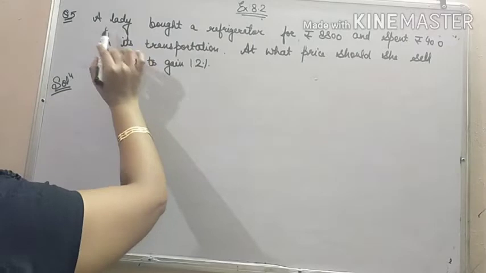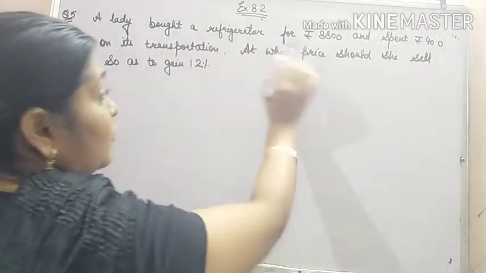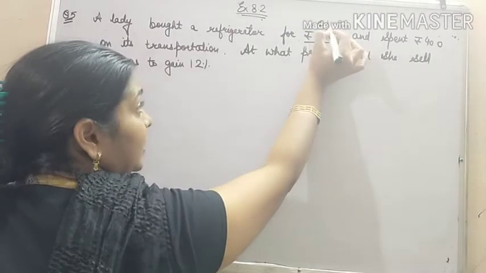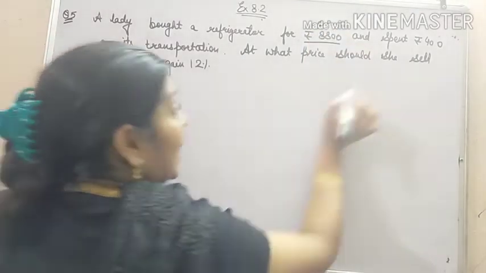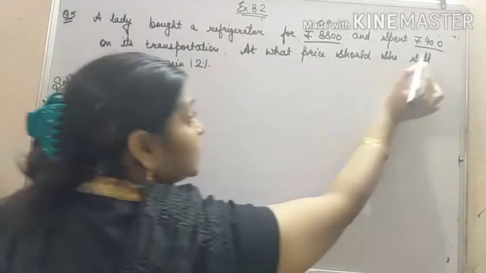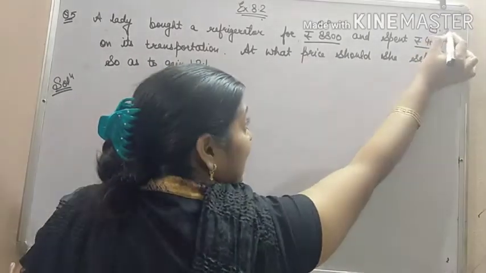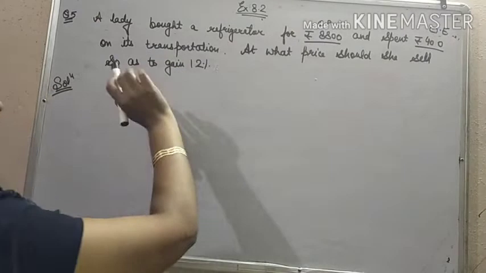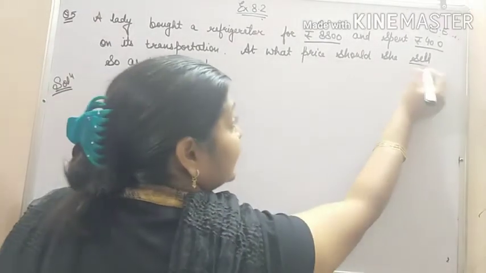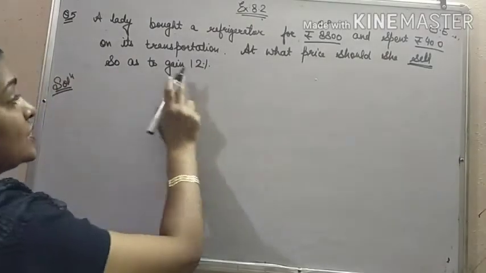Question 5. It is given that a lady bought a refrigerator for rupees 8800. So this 8800 is the CP, and she spent rupees 400 on its transportation. So this 400 is overhead expenses which she has to pay extra. At what price should she sell so as to gain 12%?